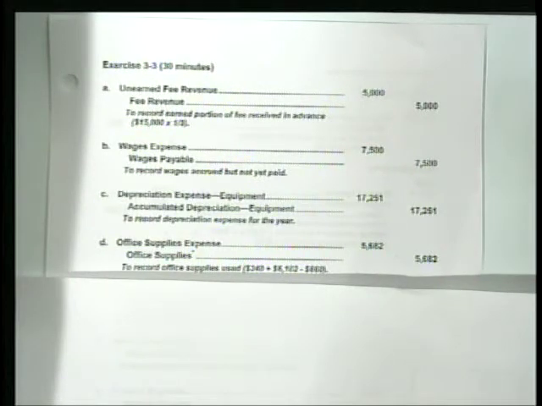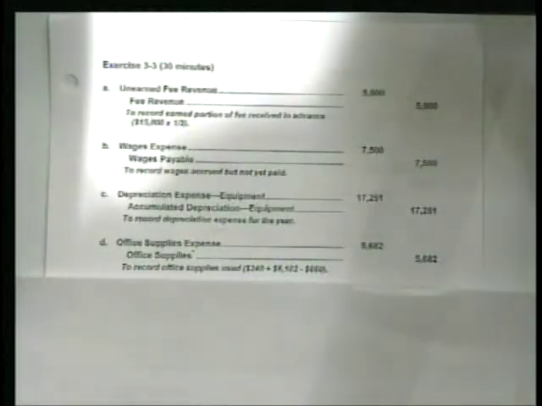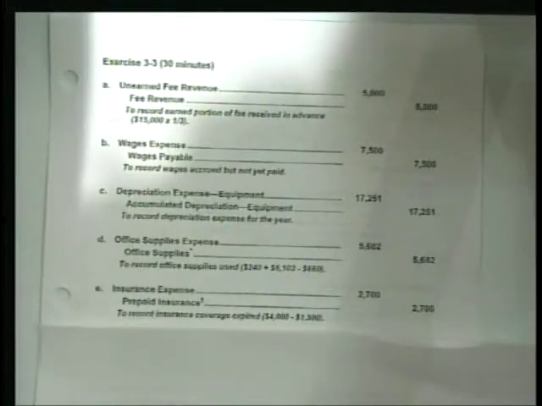E. The prepaid insurance account had a $4,000 balance at December 31 of 08. An analysis of insurance policies shows that $1,300 of unexpired insurance benefits remain at December 31 of 09. So how much was used up? 2,700. So we decrease that prepaid insurance by 2,700 and we book insurance expense of 2,700. Okay? Okay, F.